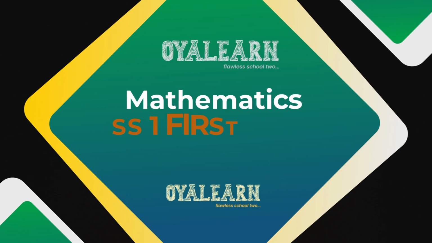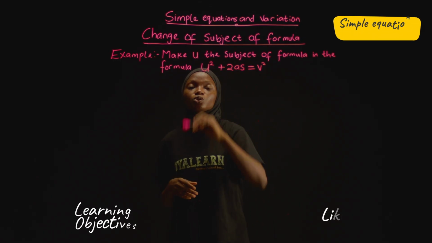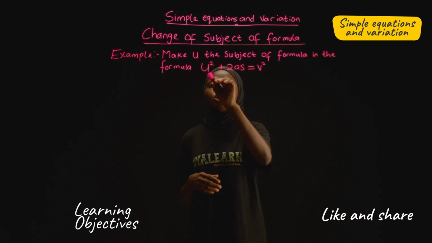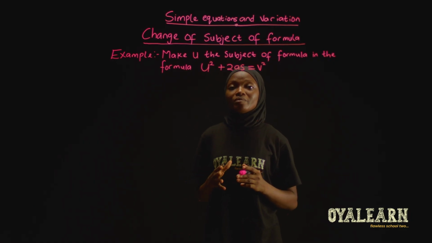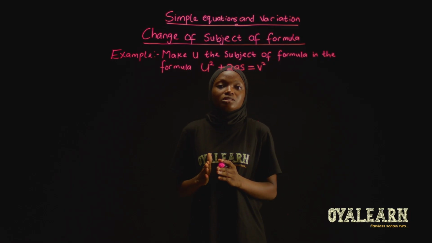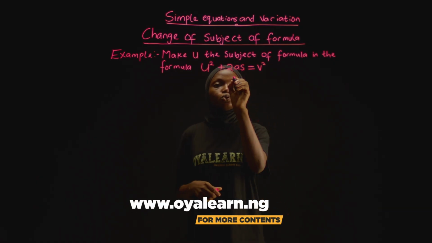Here is another example on change of subject of formula. In this example, we are to make u the subject of formula in the formula u squared plus 2as equals v squared. To do this, remember that only u squared has to be on this side. Only u has to be at the left hand side. So, solution.